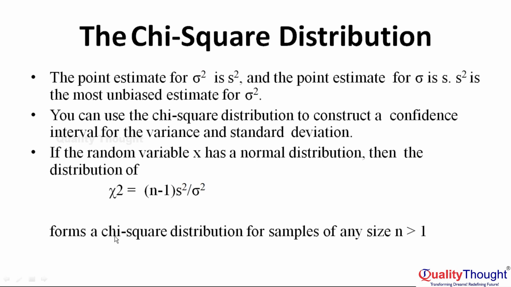This forms a chi-square distribution for samples of any size n greater than 1. Understand? So this forms a chi-square distribution.